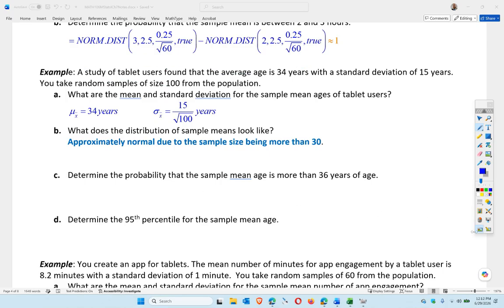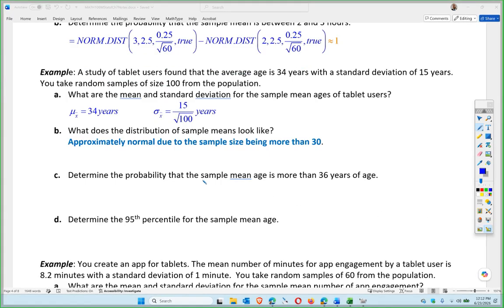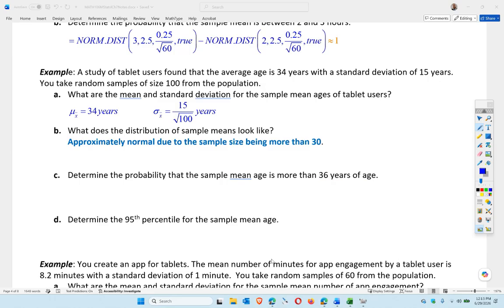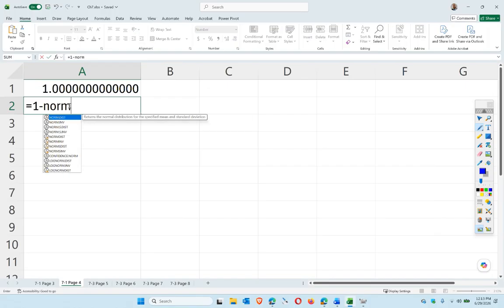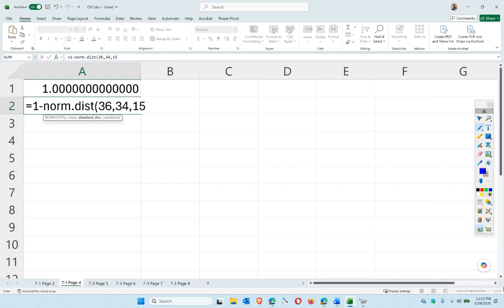Okay, so we want to know the sample mean, right? So that's a sample of 100, right? Is more than 36 years of age. Okay. So if I do that, I'm going to do 1 minus normal dot distribution, right? More than 36 years of age. The average was 34, the deviation was 15, and the sample size was 100.